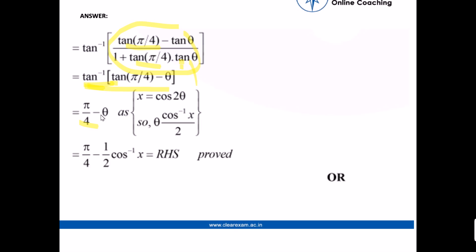After that we solve, with x equals cos 2θ, where θ is 1/2 cos inverse x. So we can write it as π/4 minus 1/2 cos inverse x, which is equal to the right hand side. This is the first question's answer. So let's get to the second.